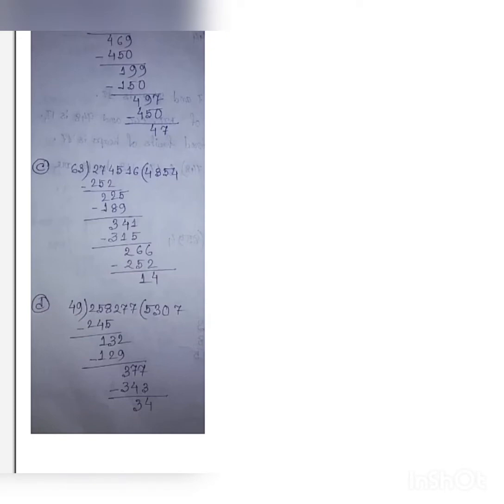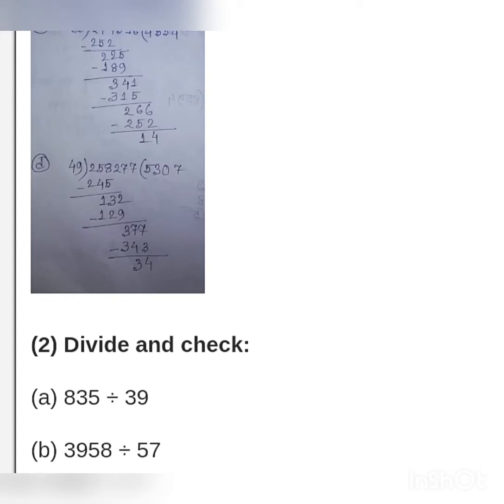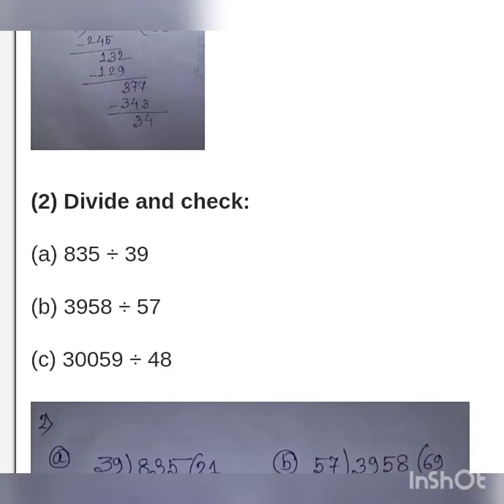274516 divided by 63. So again, 63 is the divisor and 274516 is the dividend. 4354 is the quotient. 14 is the remainder. Again, 49258277 divided by 49. Again you have to write down the 49 table, then just do this divide, and then you find your answer. 5307 is the quotient, 34 is the remainder.